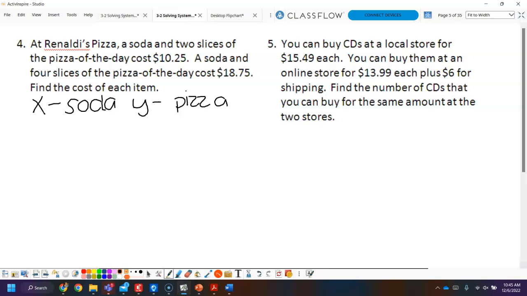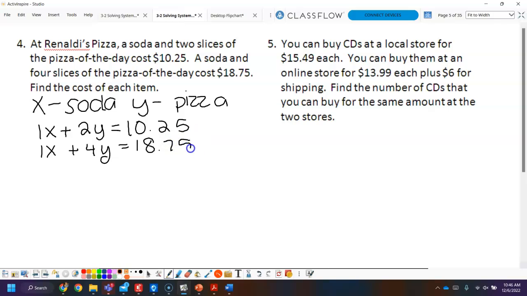Write your equations. So a soda means how many? 1. So 1x plus 2 slices of pizza, 2y, equals $10.25. The second deal is a soda, so 1x plus 4 pieces of pizza, 4y, is $18.75.